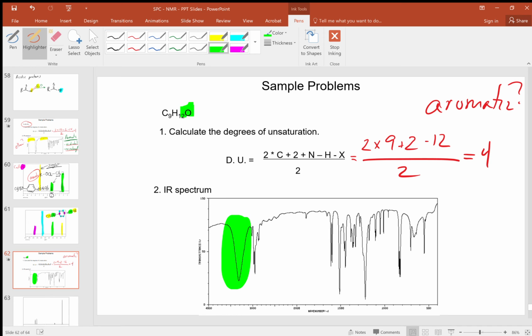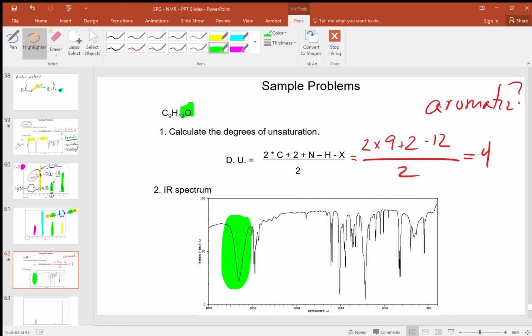Well, that peak looks like it's not quite strong enough to be an alcohol. But it's a little too strong to be an amine. But those are really the only 2 possibilities. So which one do you think it is? An alcohol or an amine? Now hopefully all of you said alcohol, because there's no way that it can be an amine.